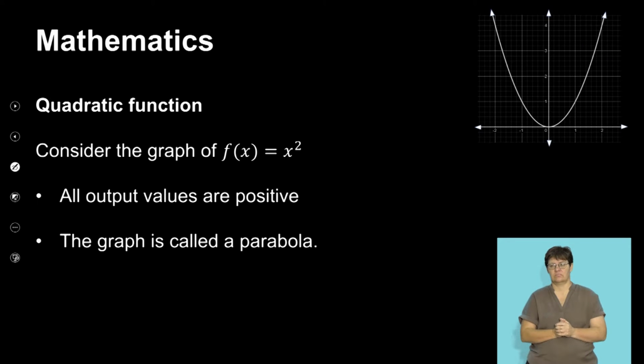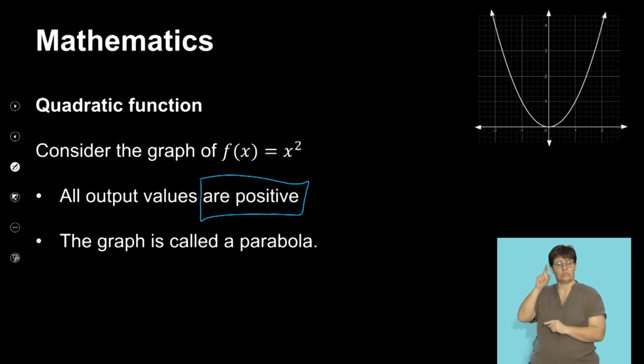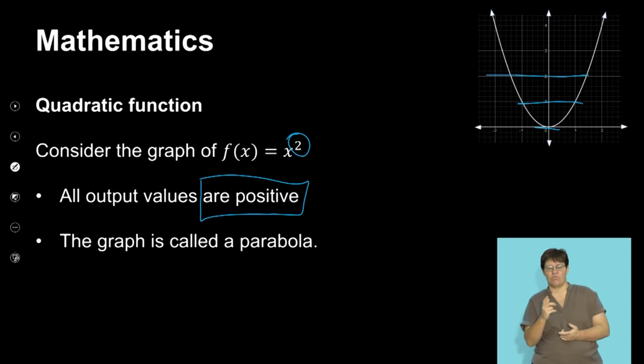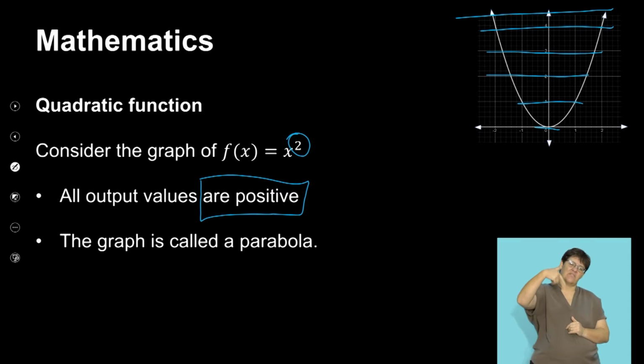Now, all output values are positive. Why are they positive? Because of the squared that I have there. So you can see all the output values are positive. 1 is 0, 2 there if I want to use it, 3 there, and there's a 4 there, and then you know there will be a 5 there. So all the output values will all be positive.